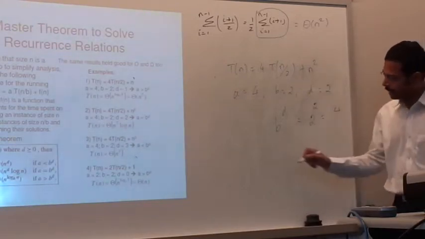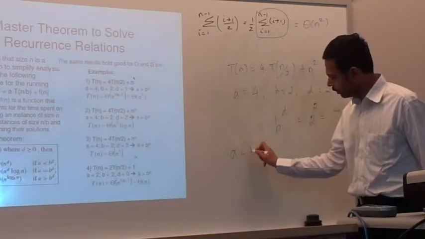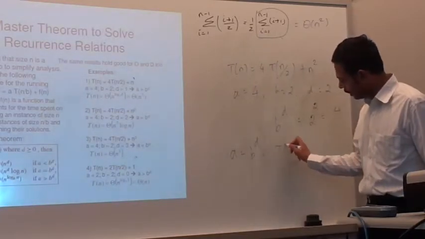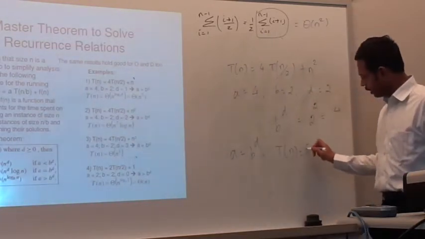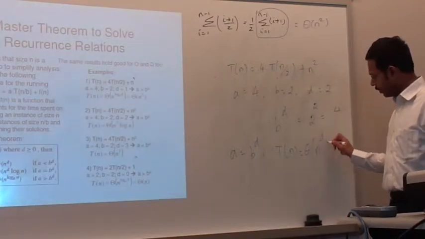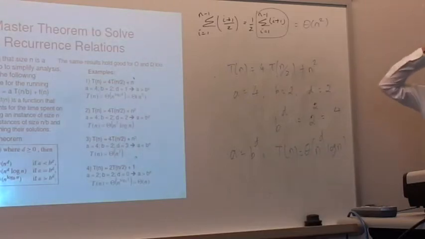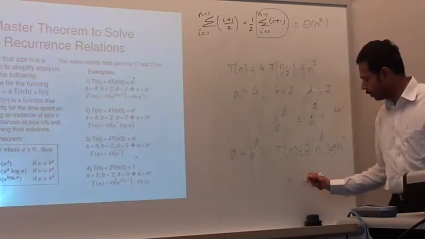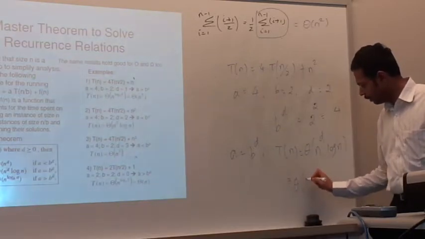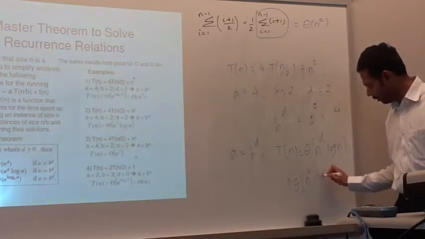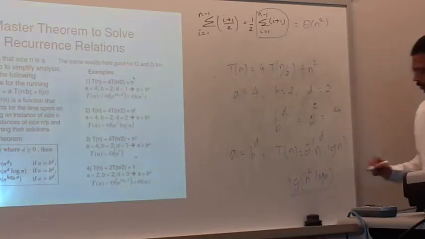So if a is equal to b raised to d, what is your formula for the time complexity? T of n is n raised to d log n. So this is where both parts of the equation are dominating. So what is your d here? 2. So it's n squared log n. So this is your final solution.